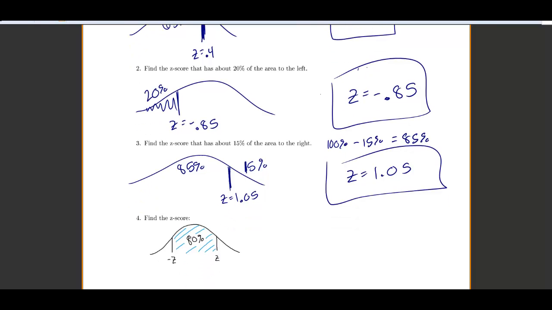And number 4, find the z-score that makes my curve look something like this. So there'd be a positive z-value and a negative z-value, and in between there's 80%. So what I'm going to do is say, okay, if there's 80% in the middle, then that means there's 20% for both tails. That means there's 10% in each tail. That means there should be 10% in the right tail and 10% in the left tail.